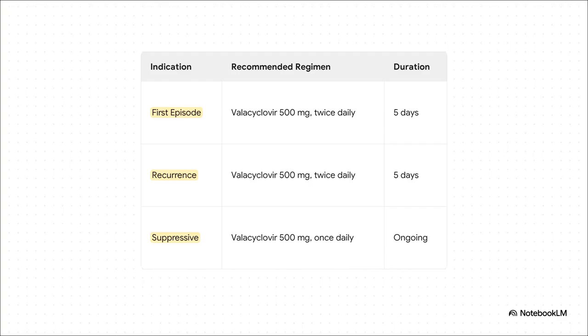So here in the Netherlands, the NHG guidelines for genital herpes are pretty straightforward. For that initial first episode, the go-to is valacyclovir, 500 milligrams, twice a day for 5 days. And if a patient has a reoccurrence and you're treating it episodically, it's the exact same regimen.